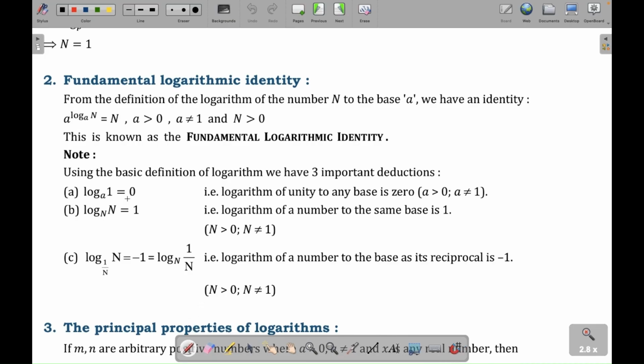Then we have some properties of log. The first one we have already discussed. If the argument is 1, no matter what the base is, it will always be 0.